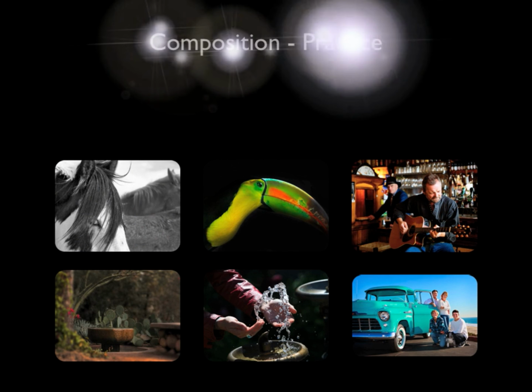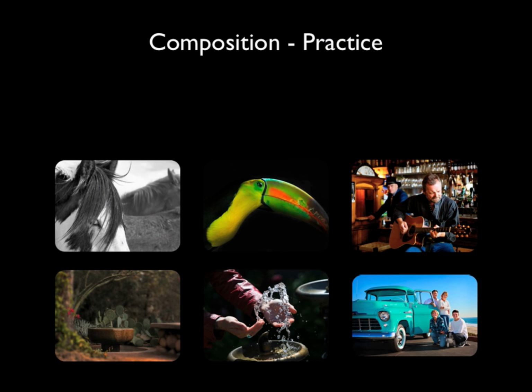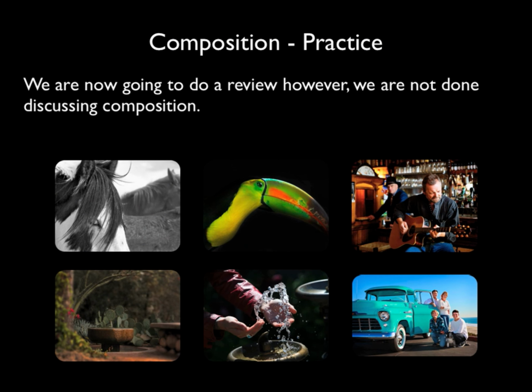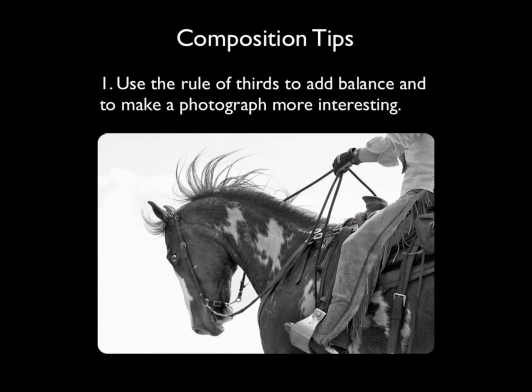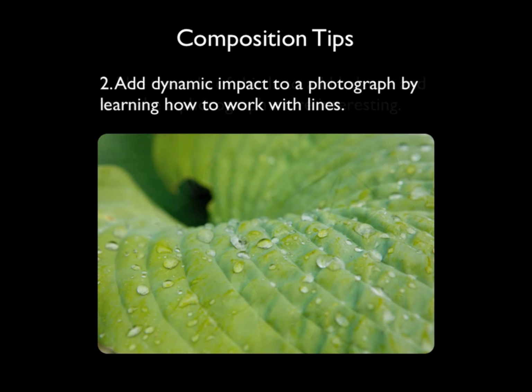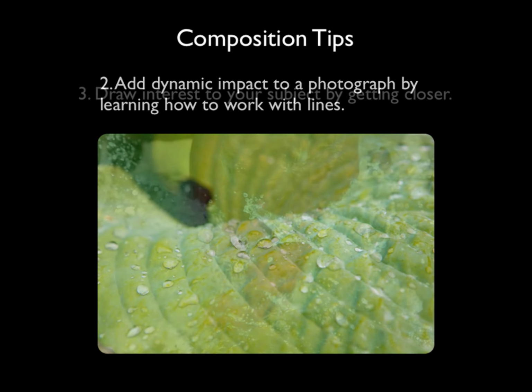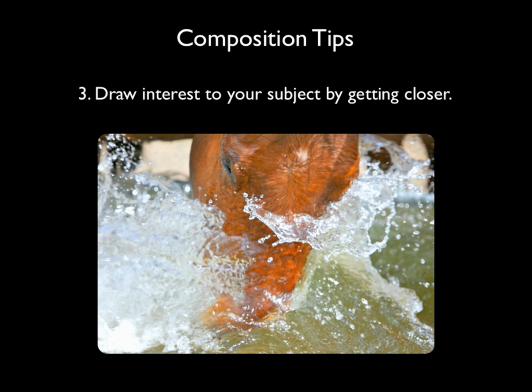Composition practice. We're now going to do a review. However, we are not done discussing composition. Number 1. Use the rule of thirds to add balance and to make a photograph more interesting. Number 2. Add dynamic impact to a photograph by learning how to work with lines. Number 3. Draw interest to your subject by getting closer.